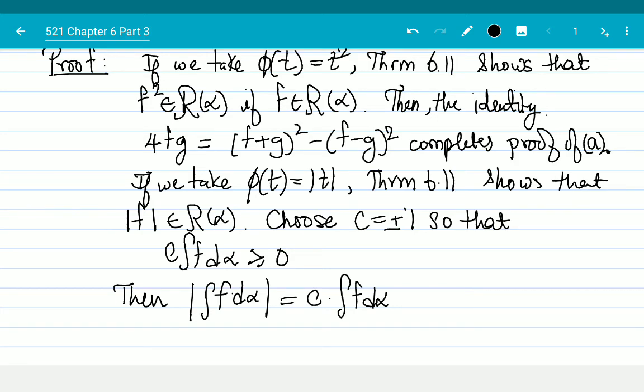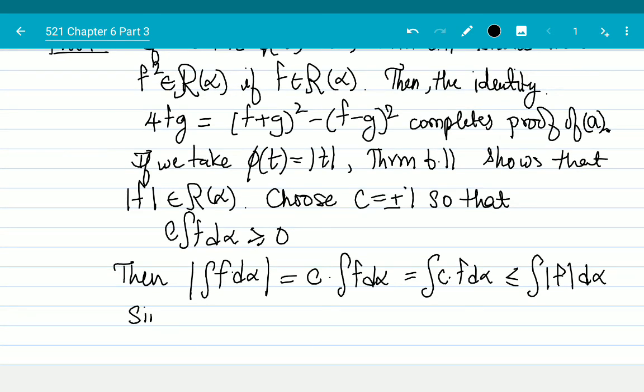Okay, so break it down. There are multiple ways of showing this, but I guess this is more direct. The integral of c d alpha is equal to c times f d alpha, since the absolute value of a negative number is positive, and so on, and this is smaller than or equal to the integral of absolute value of f d alpha, since cf is smaller than or equal to absolute value of f, right? And that completes the proof of B.